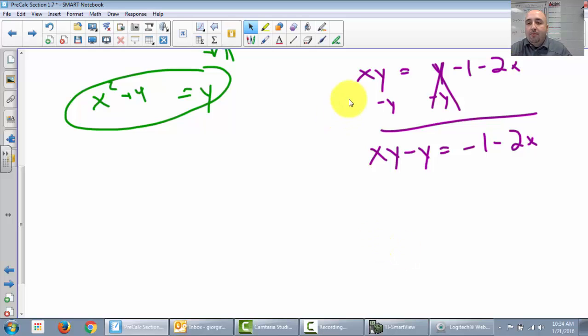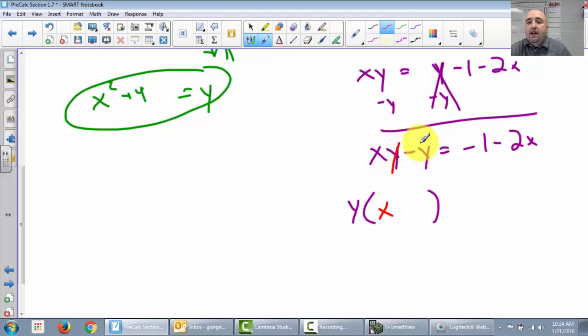So I need to get this y by itself, so I'm going to factor a y out. So when I remove a y from xy, I have x left over. And when I take this y out, I have minus 1 left over. Okay, equals negative 1 minus 2x.